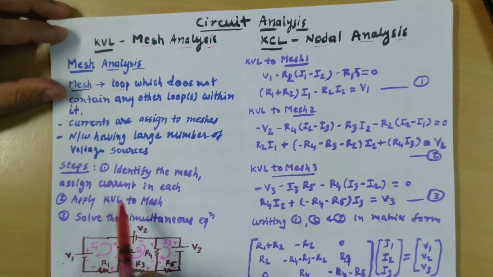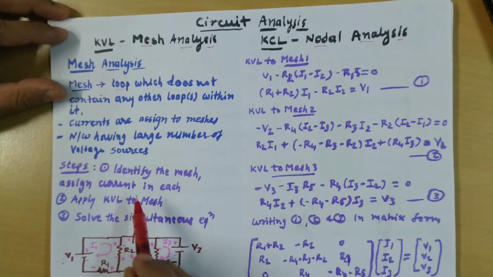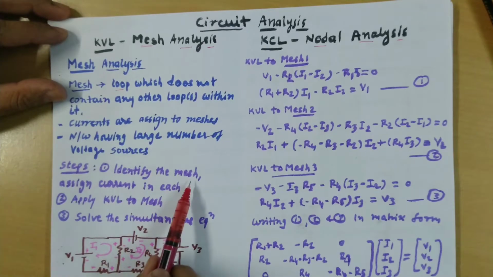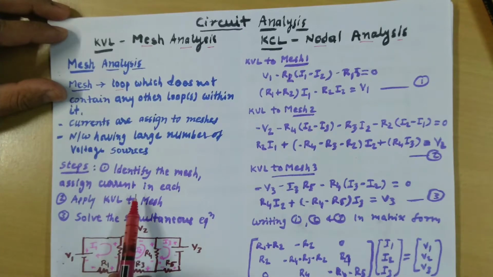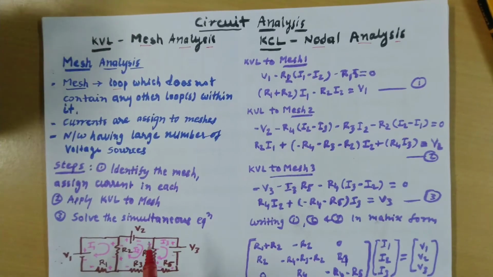These are the steps to calculate the values using mesh analysis. First we will identify the meshes and assign currents in each. Then we will apply KVL to the meshes and solve the simultaneous equations. So these are fundamentally three steps which we will use.